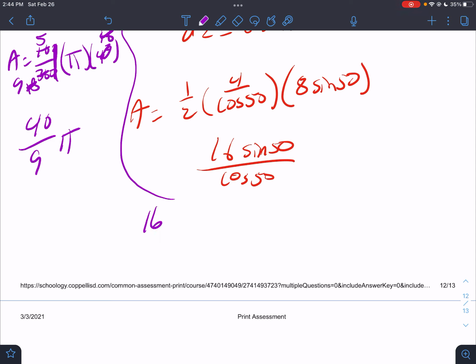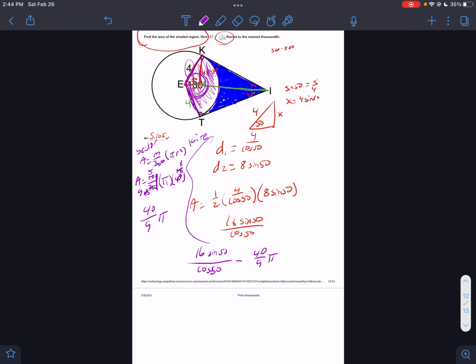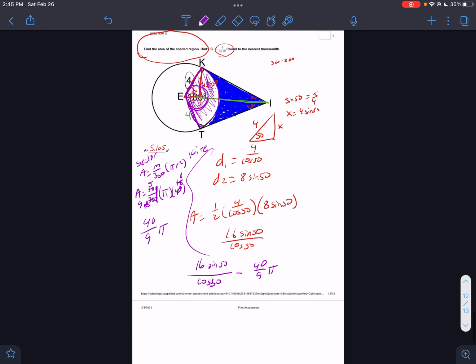So the answer is going to be 16 times the sine of 50 divided by the cosine of 50. That's the kite, minus 40 over 9 pi. That's the white space. That's the sector that's gone. So minus 40 over 9 pi. Let me type this in. Now I got it. And that does, in fact, give us our 5.105 answer.